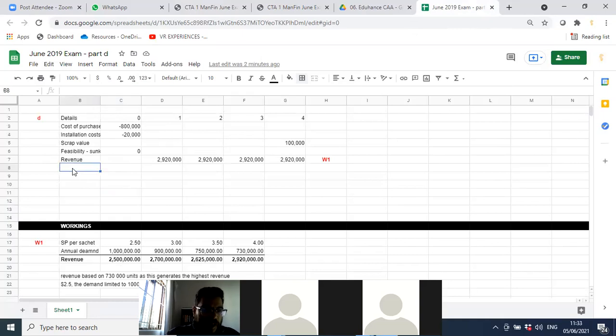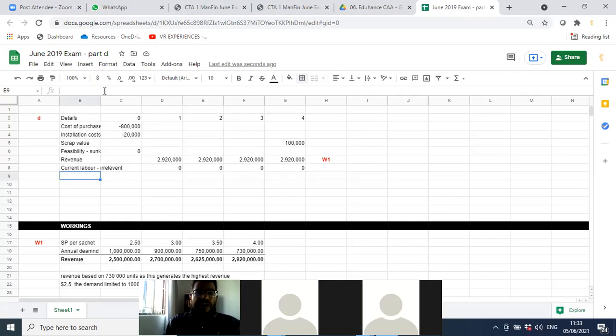So what we're going to put in there, current labor. We're going to put in current labor, which is 0. Why is current labor 0? Because it is irrelevant. Why is it irrelevant? We're still incurring their costs, whether we have the plant or not. So just please be aware of that. Therefore, there's no need to put in an amount.